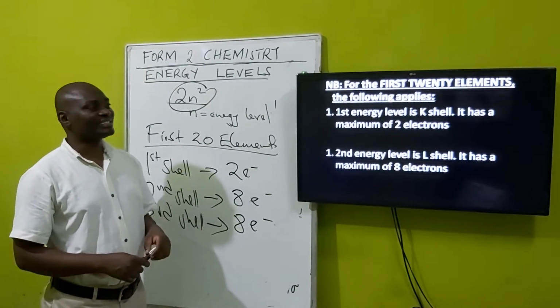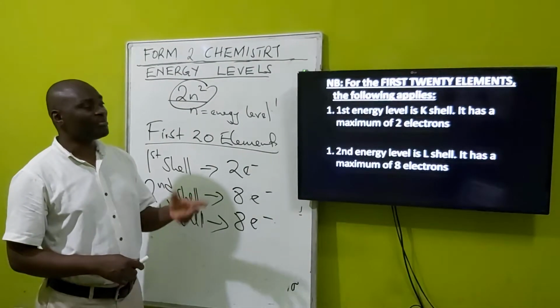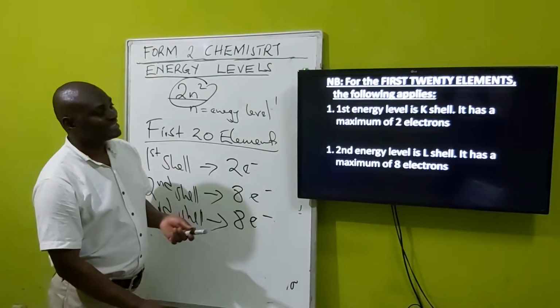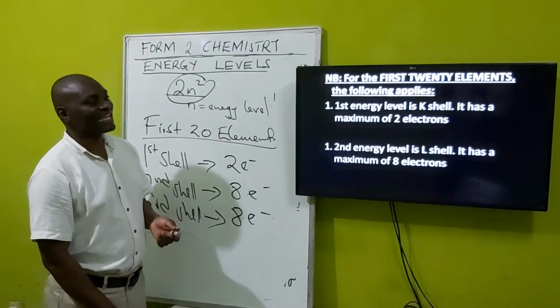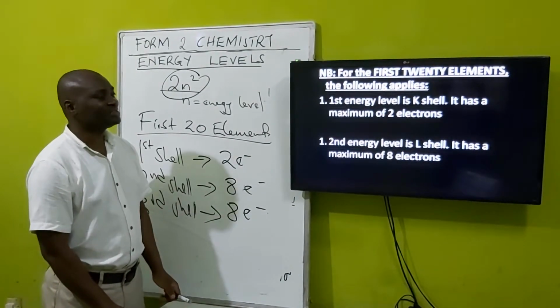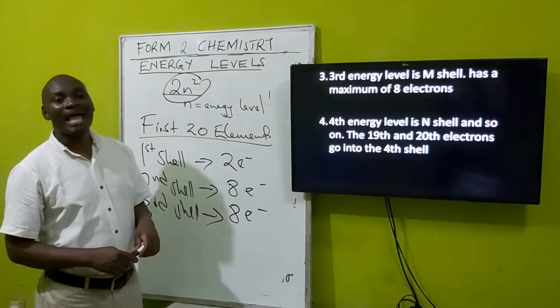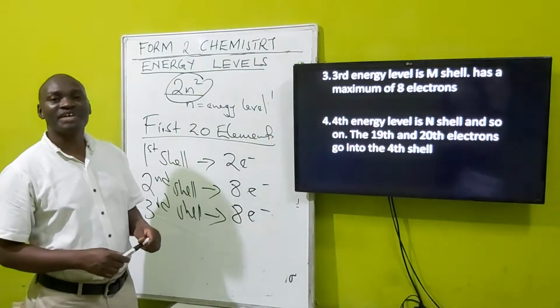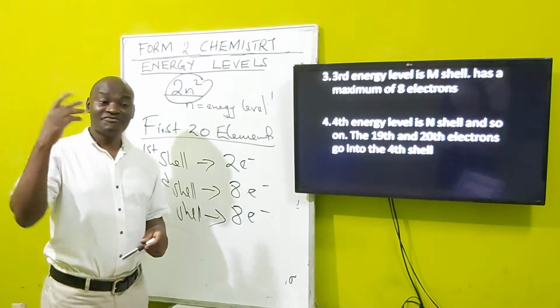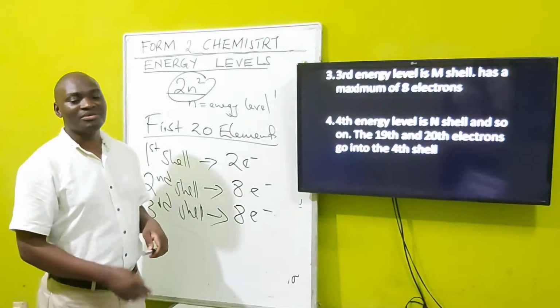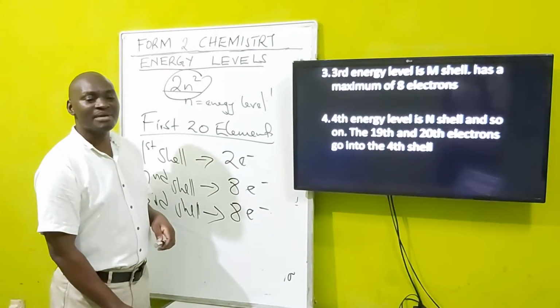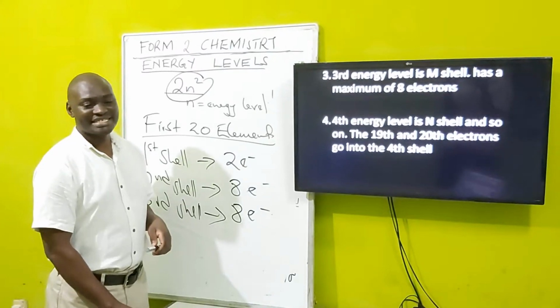First energy level is K shell, it has a maximum of 2 electrons. Second energy level, that is L, will have a maximum of 8 electrons. Third energy level, which is M, will have a maximum of 8 electrons. And then fourth energy level, which is N, will also have a maximum of 8.